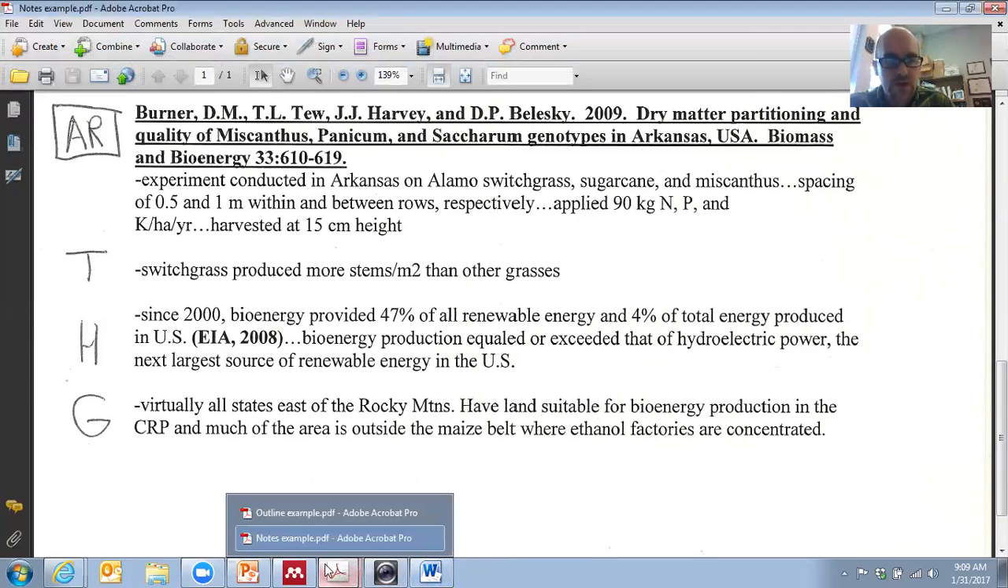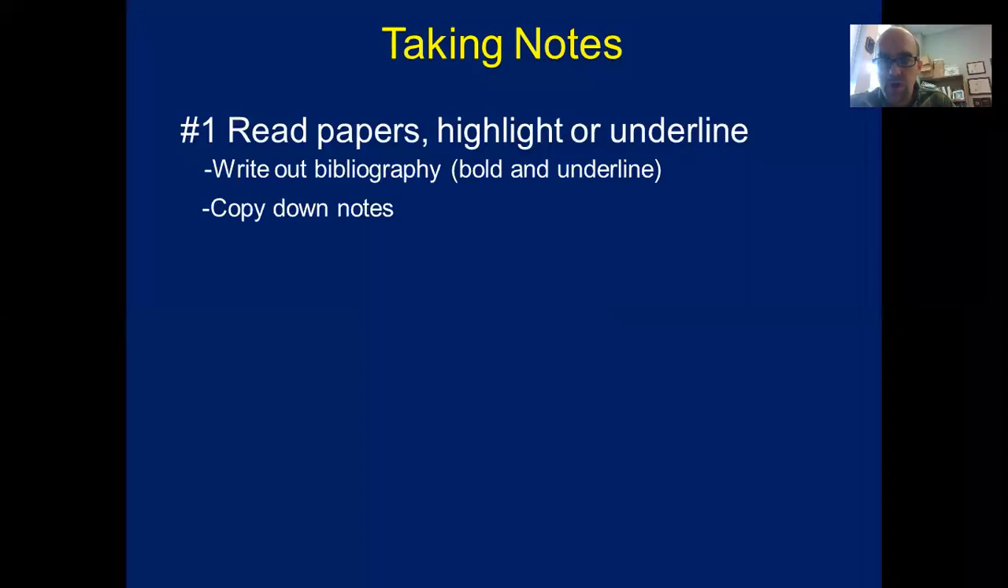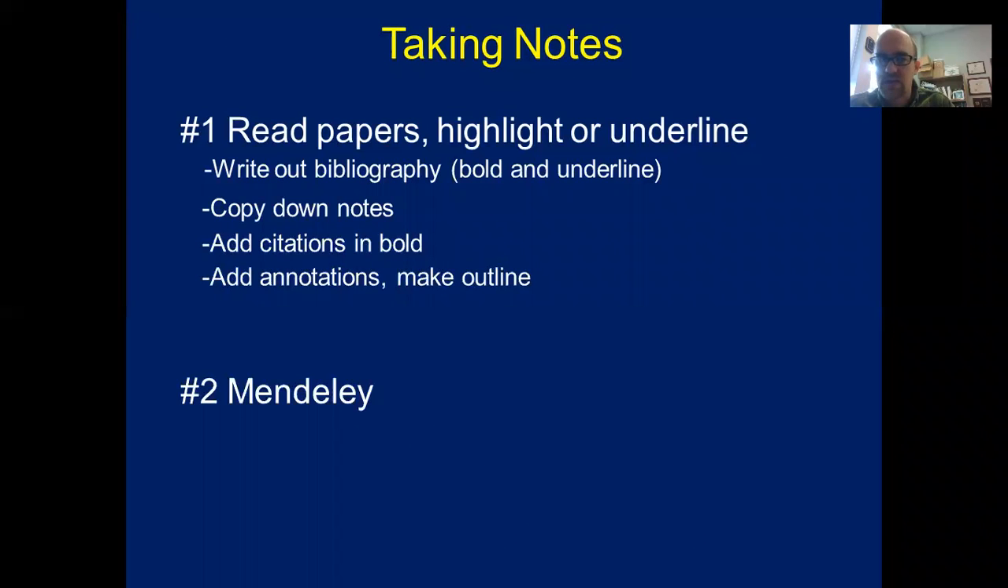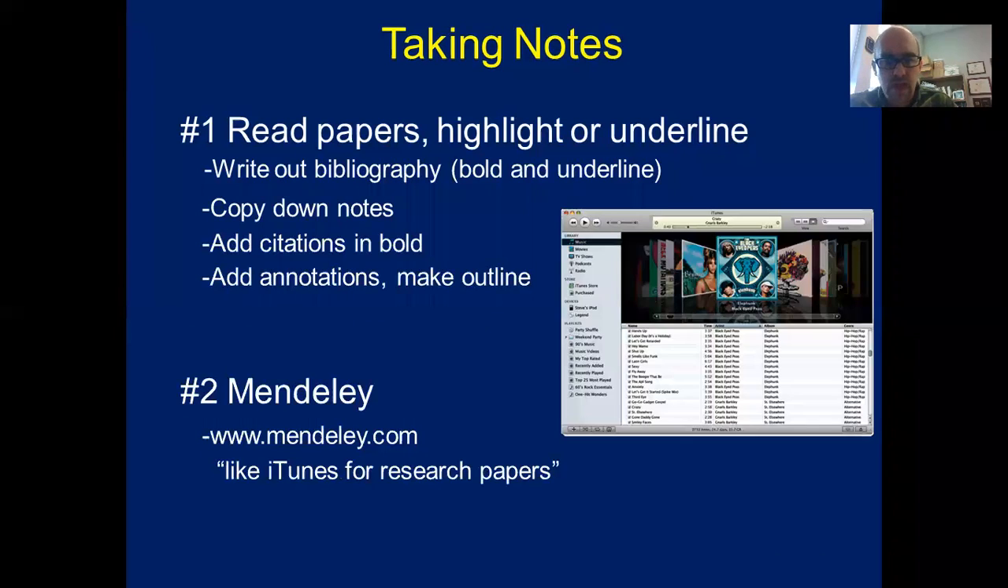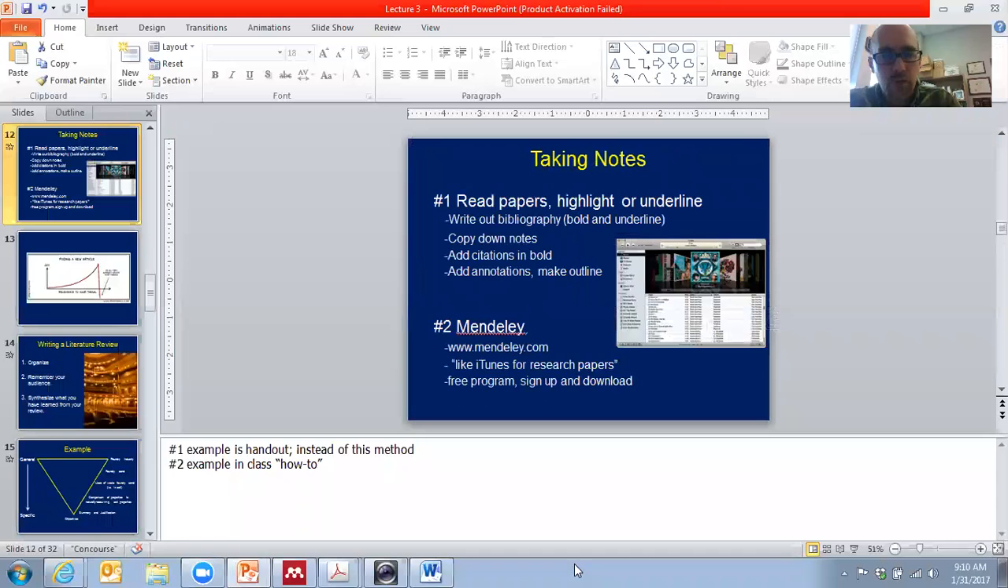Now, another way to do it is with a software called Mendeley. Mendeley is a free program. You can download it, put it on your desktop, and you can download it from mendeley.com. It's considered like iTunes for research papers. And I'll give you a demonstration of that in just a second. Like I said, it's a free program. You just sign up, kind of like a Facebook account type thing, and then you're free to use it.